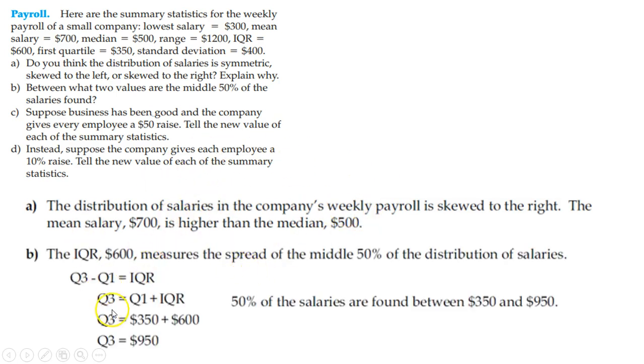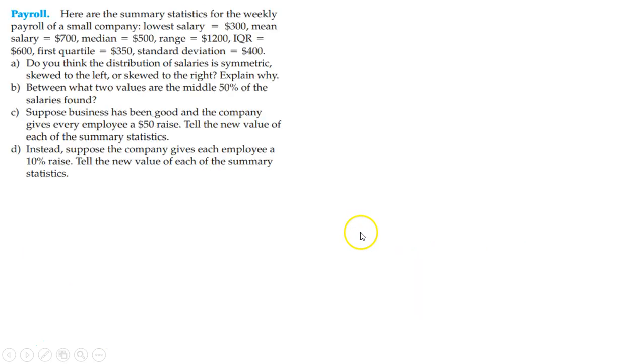Here's the equation and the work that I was talking about. We know the interquartile range, and I know Q1. So if I add that over and I plug those in, I figure out that that third quartile is basically 950. And if that moved too fast for you, I apologize. But 50% of the salaries would be in between there. You can pause the video and take a look at it.